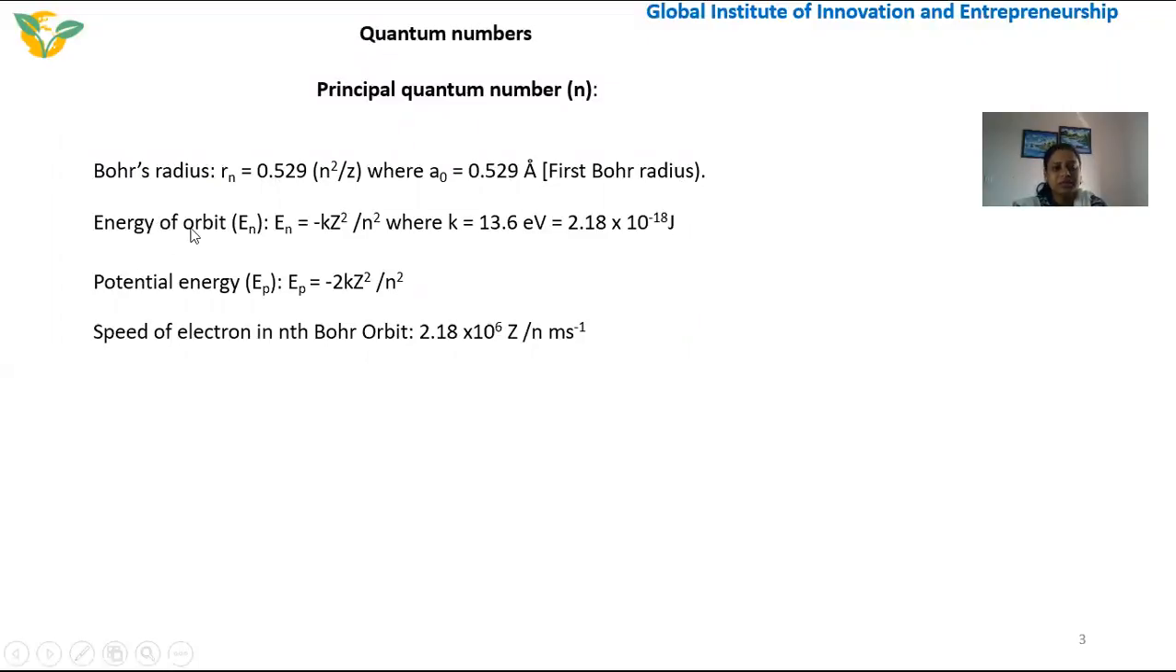Whereas the energy of the electron in the nth level is equal to minus k Z square by n square. When n equal to 1 and Z equal to 1, the energy of the electron in the first energy level is equal to minus 13.6 eV, that is equal to minus 2.18 into 10 to the power minus 18 joule. The potential energy, that is EP, is given by minus 2 k Z square by n square, and the speed of the electron in the nth level is given by 2.18 into 10 to the power 6 times Z by n meter per second.